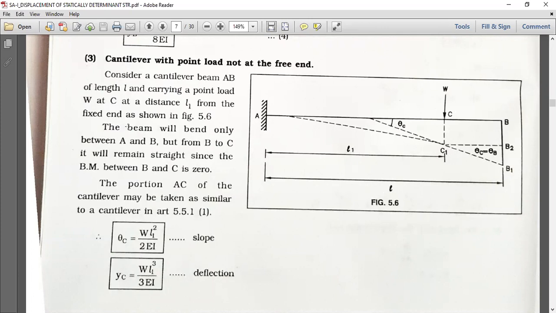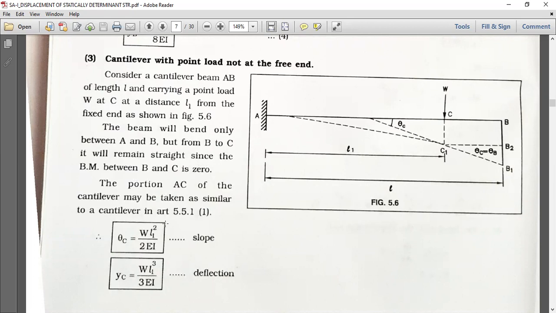Consider a cantilever beam as we described. The beam will be bent only between A and C, but from C to B it will remain straight since the bending moment between C and B is zero. The portion AC of the cantilever may be taken as similar to the cantilever in the above example.